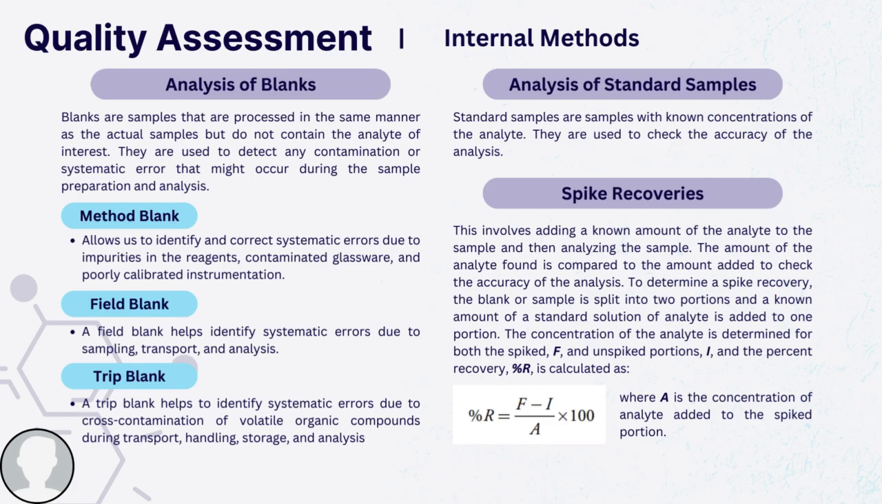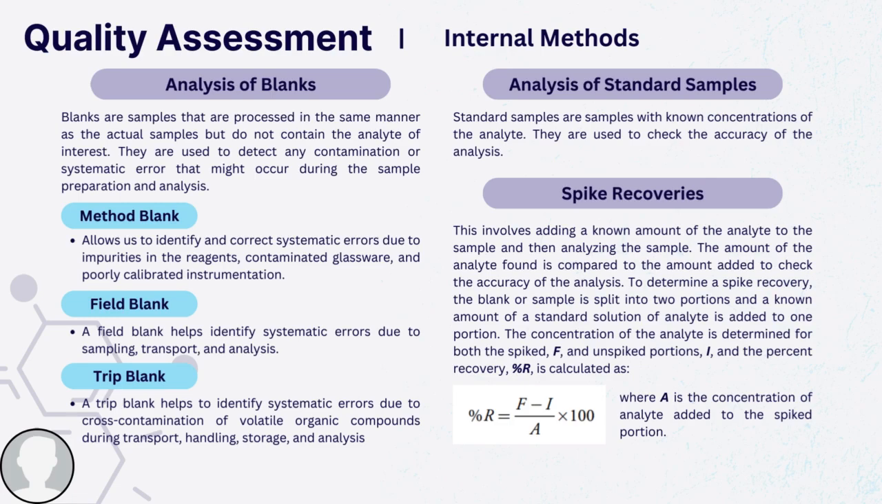When we collect samples in the field, additional blanks are needed to correct for potential sampling errors. A field blank is an analyte-free sample carried from the laboratory to the sampling site. At the sampling site, the blank is transferred to a clean sample container, exposing it to the local environment in the process. The field blank is then preserved and transported back to the laboratory for analysis. A field blank helps us identify systematic errors due to sampling, transport, and analysis.